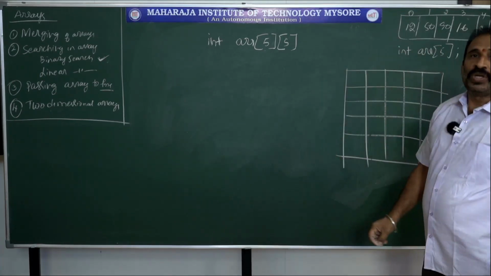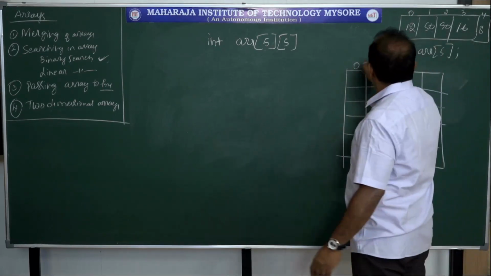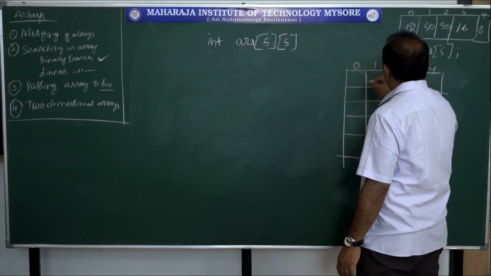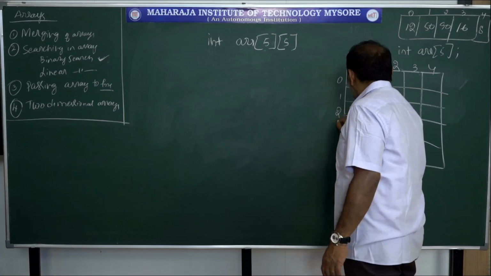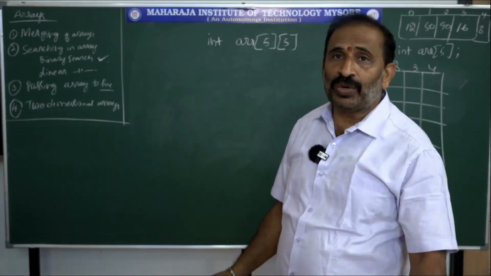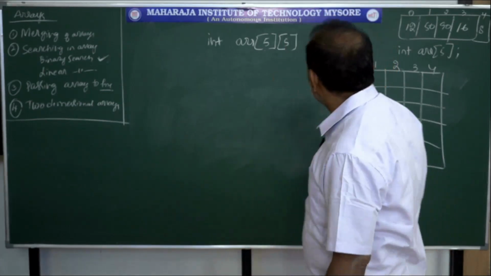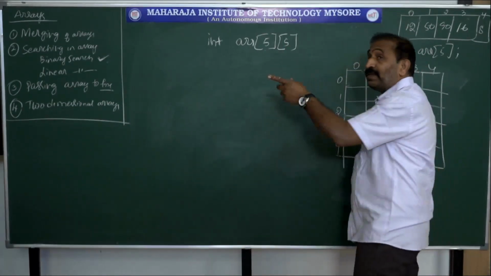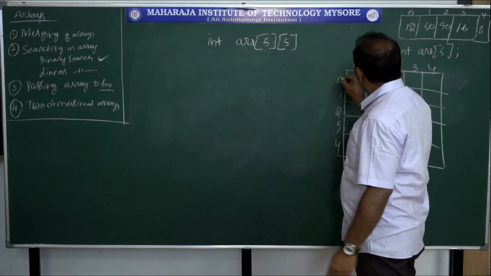Like this. You can now declare this as 0, 1, 2, 3, 4. Again, please remember, index starts from 0. It doesn't start from 1. Like this. Now, to identify any element, you need to have two addresses.